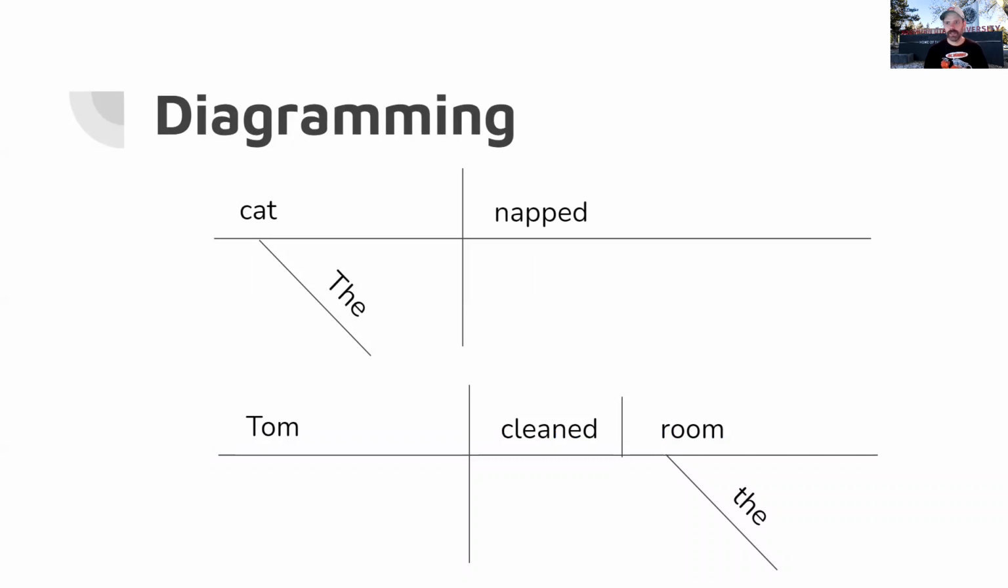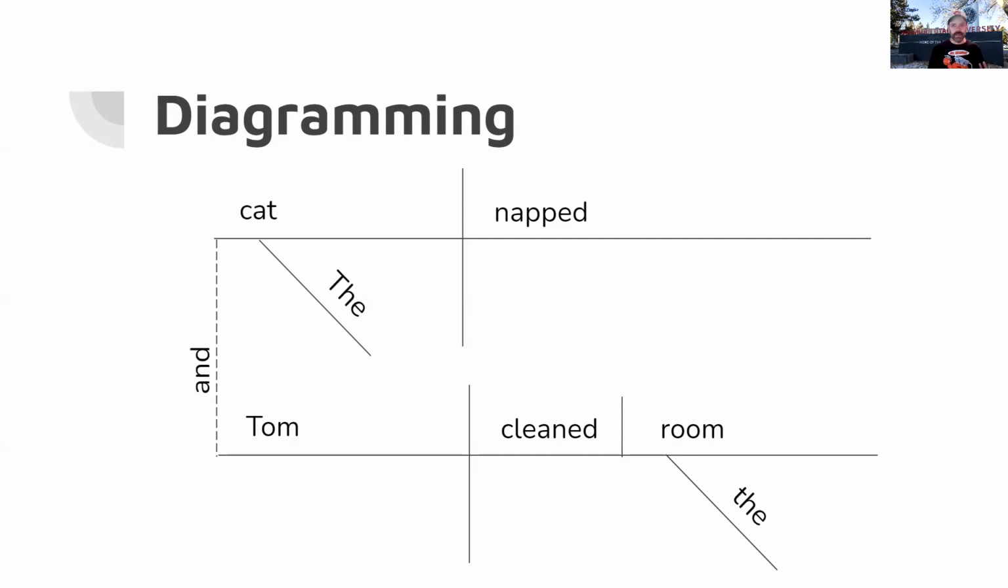Let's take a look at how they'd be diagrammed. So we have these two relatively simple sentences. The cat napped and Tom cleaned the room. The first one is an intransitive verb. The second one is a transitive verb that takes the object, the room. The question now is, how do we connect these sentences?